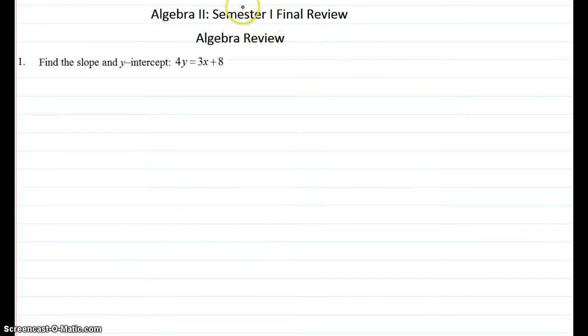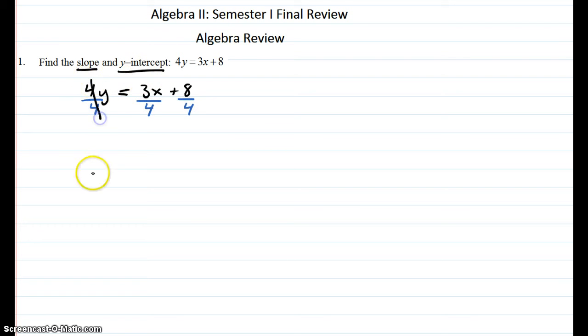Alright, number one for our Algebra 2 Semester 1 final review, find the slope and y-intercept of the equation. So I'm going to rewrite it here: 4y equals 3x plus 8. And I'm going to write it in slope-intercept form. So that means I want the y by itself. So I'm going to divide everything by 4. When you divide by 4, make sure you divide each and every term by 4.